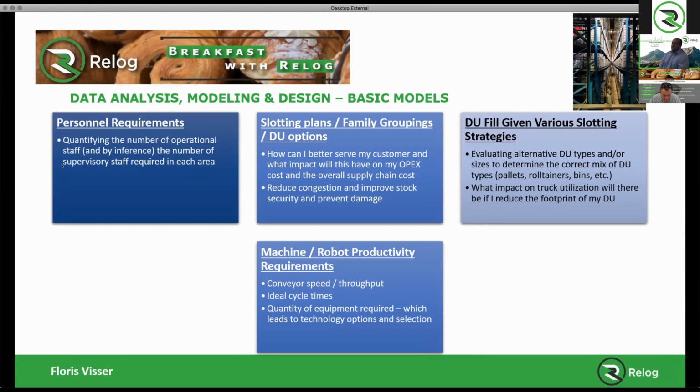Various slotting strategies that you can look at, and also the quantification of how many dispatch units do I need, if I'm going pallets or roll cages or bins or whatever we're picking into, how many of those do I need? And then lastly, if we're considering automation or mechanization, what is the throughput that I need? And here it's vital to understand your peak to average ratios, because once you've set a capacity on conveyors or stacker cranes, it's hard to just expand that capacity.